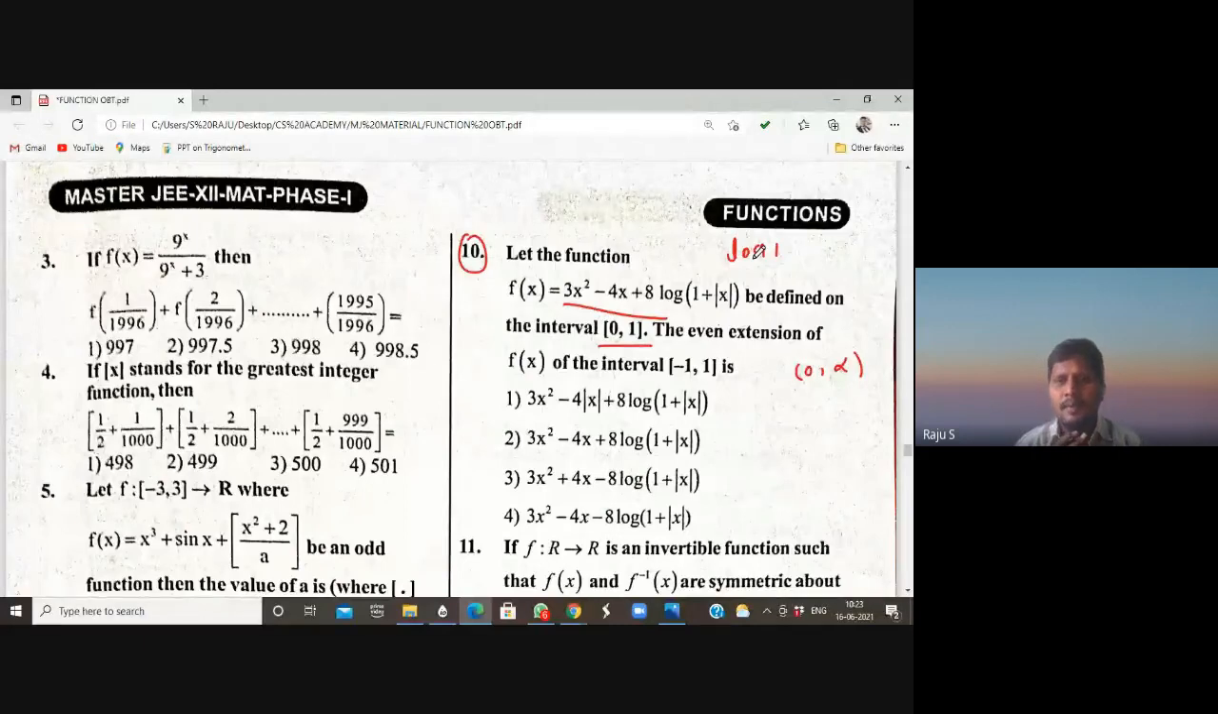Okay, students. Then the even extension of f of x on the interval minus 1 comma 1 is... So what to do, students, here?